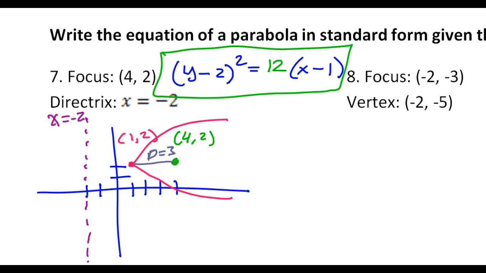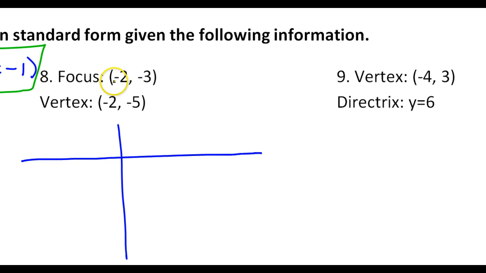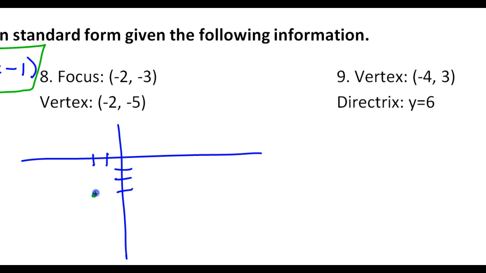All right, let's take a look at number 8. So we have the focus, we have the vertex. Once again, we need to make the sketch, so here I go. All right, the focus is at -2, -3. So here I go. -2, -3. So this will be the focus right here. All right, I always make my focus in green just so it'll help you visually while you're learning. And then the vertex is at -2, -5.